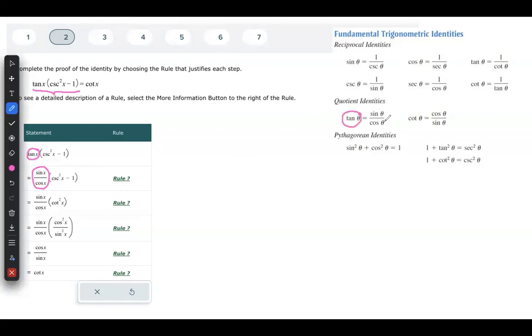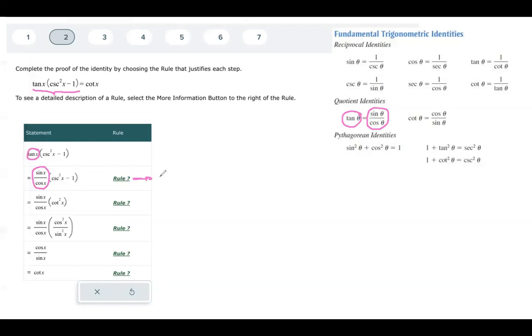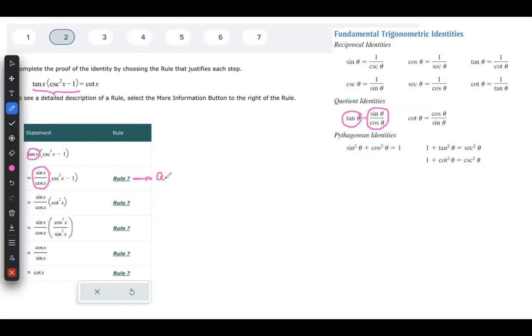Tangent becomes sine over cosine when you use the quotient identity. So what is the rule that we're using here? Simply the quotient identity. So that's our first rule. Now that we have sine over cosine, let's say this is the first step, this is the second step.